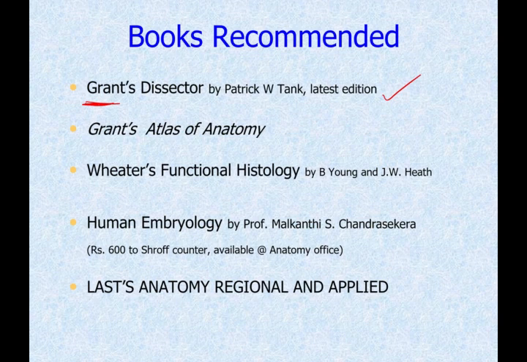Then the Grant's Atlas of Anatomy. Grant's Atlas of Anatomy is the book with images and pictures, diagrams, so that it makes your life easy when you want to find some structures or organs when you dissect using the Grant's Dissector. Grant's Atlas is like a map where you will actually see the relationship of organs before you cut and see the structures in the cadaver.